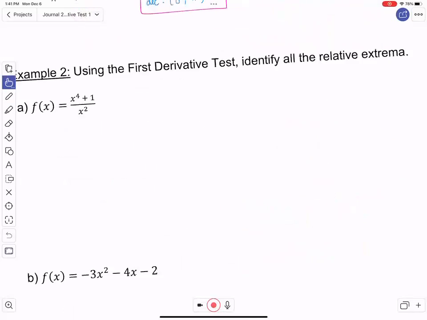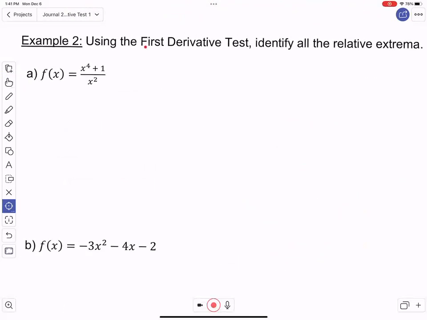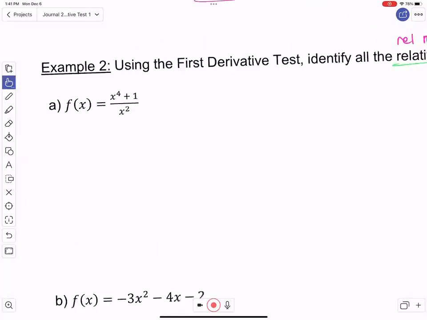Okay, so this one, my first year I got into a few dilemmas with this one. It says use the first derivative test. So we're going to take the first derivative, but it wants us to identify extremas. That means find relative max and mins. Anytime it says extremas, like the extreme value, it means the max and mins. So we need to take a first derivative.